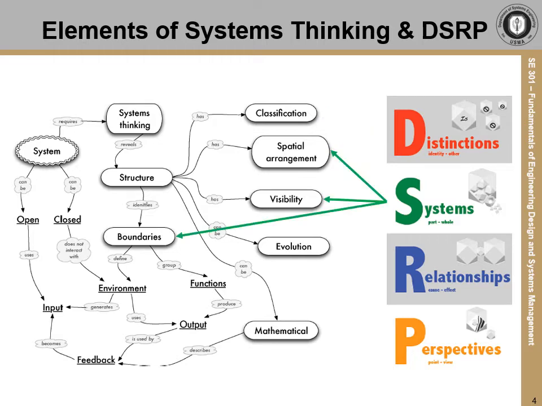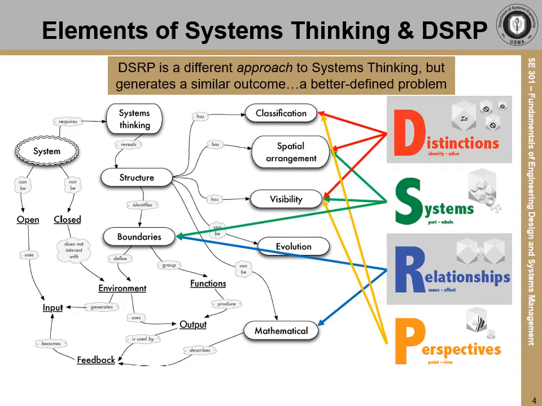The system: spatial orientation, visibility, and boundaries. And then let's look at the relationship. The relationship provides boundaries and helps us understand the mathematical component, and then the perspective. Again, overlap with classification and visibility. So DSRP is a different approach to systems thinking, but generates similar outcomes and a better defined problem.